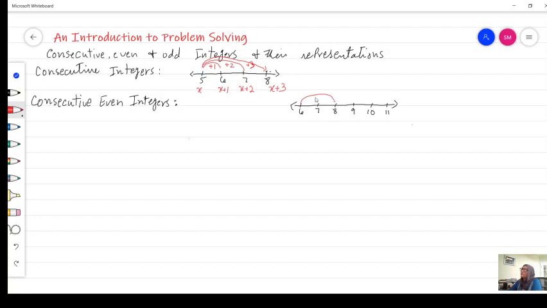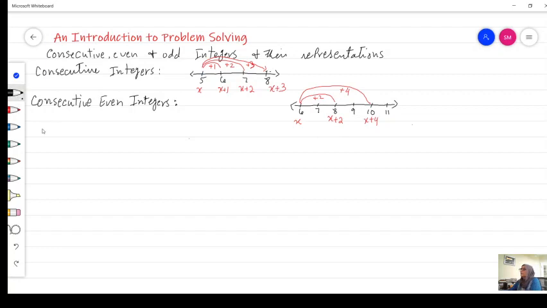So how many spaces do I have? 2. Then I'm going to go to another even, which is 6 to 10. So how many spaces there? 1, 2, 3, 4. So that's plus 4. If my first integer is x, then the second one is going to be x plus 2, and the third one is going to be x plus 4. So if you draw a number line while solving your word problem, then it will make more sense to you. So these are my consecutive even integers in this case.